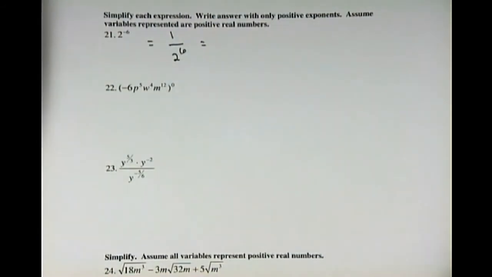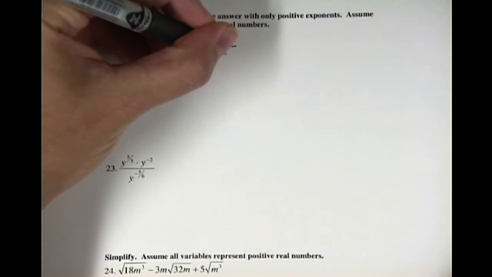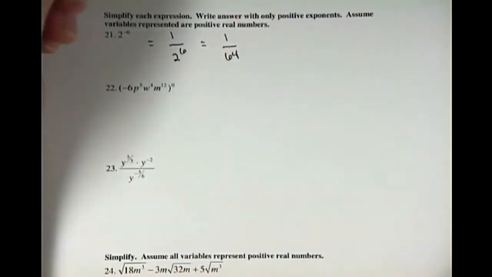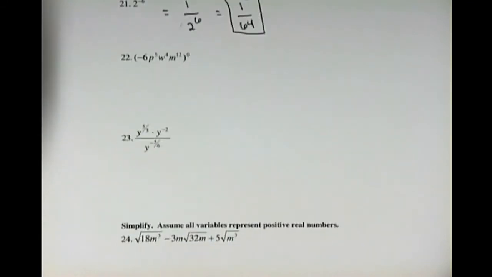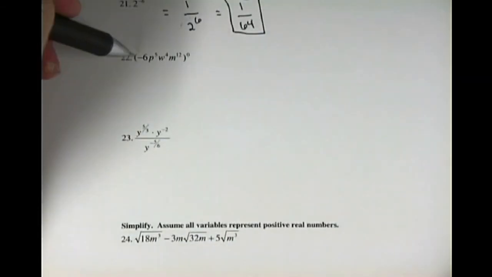Once you've moved it and made it a positive exponent, you can then simplify. 2 to the 6th power is 64, so our answer is 1 over 64. And we're done. The next one has a bunch of stuff, and it is to the 0 power.